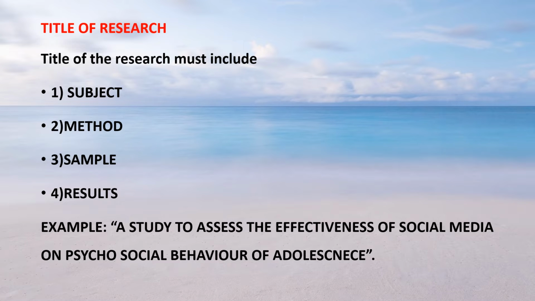While selecting a topic as well as while writing a topic, you have to follow some format. The title of the research must include a subject, a method, a sample and a result. Subject must be there, method, what type of method you are using, which type of sample you are using, who is your sample, and what is the result. For writing a research topic title there is a format, and there are different types of research title formats; that and all we will discuss in another video.